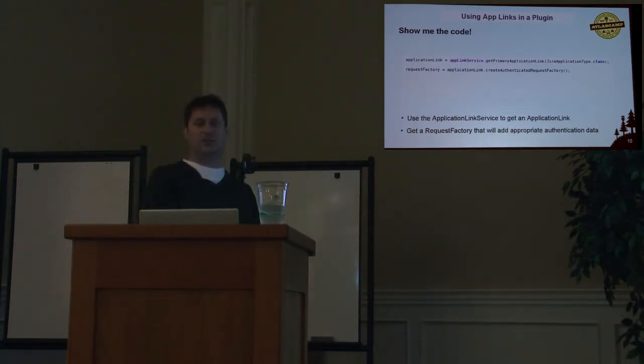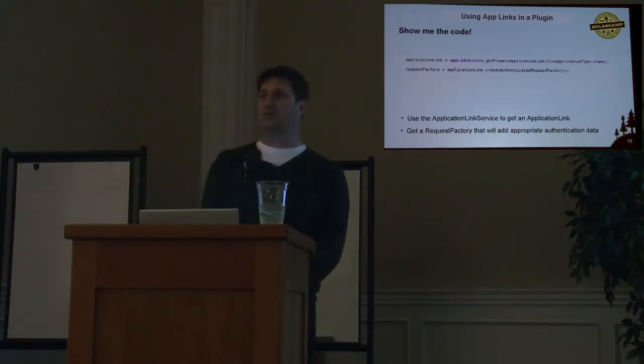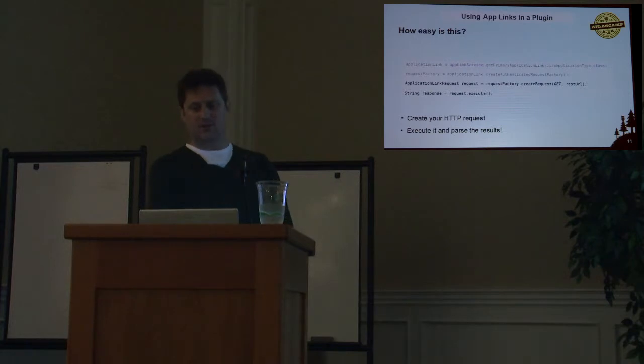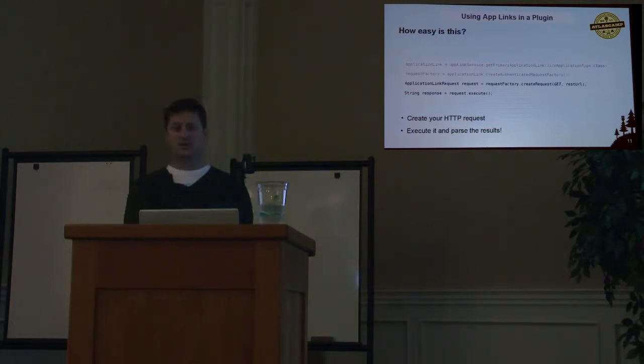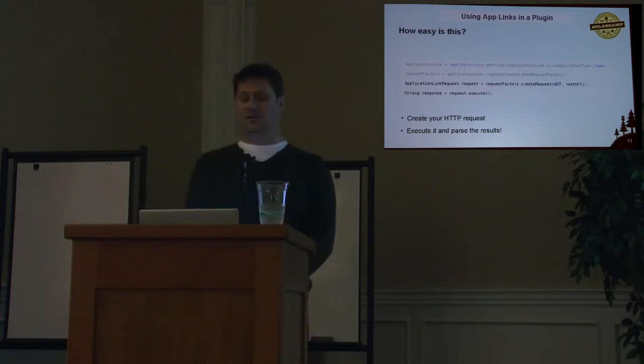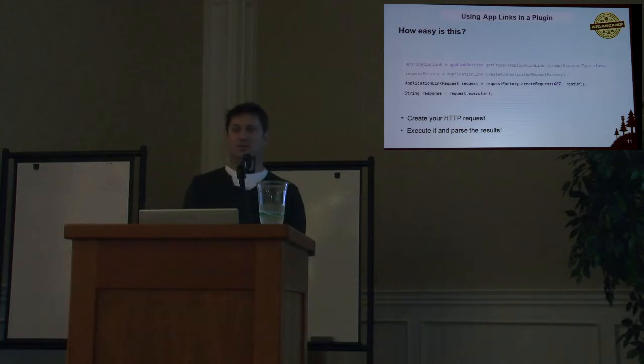Once you have an application link, you can use it to create an authenticated request factory. So this guy is going to be able to create requests for us, and it puts all the authentication in there for us. We see here, using the authenticated request factory, all we need to do is pass in the HTTP method, get, put, post, and a relative URL. The application link and the request factory itself knows the base URL, and you just put in the end path.